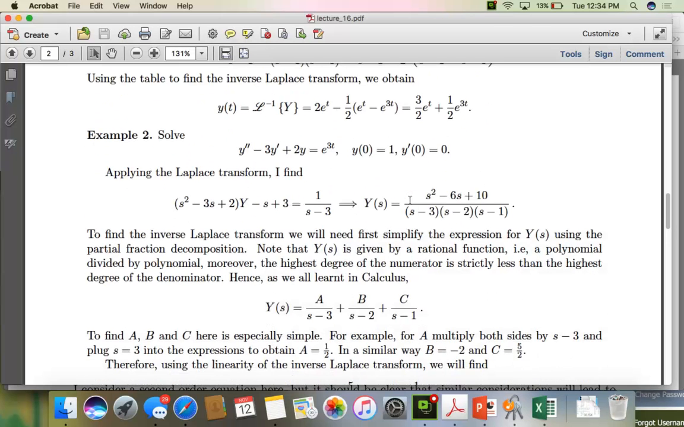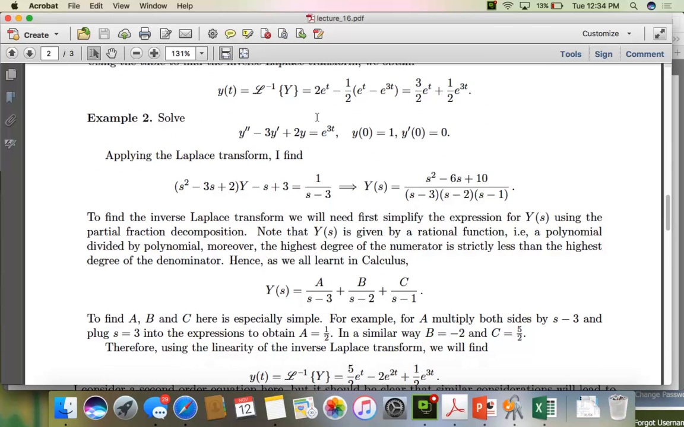All right, so let's look at another example. This is a second order differential equation, so we require 2 initial conditions. So y at 0 is 1, y prime at 0 is 0. We're going to take the Laplace transform here. So we're going to get s squared minus 3s plus 2 times Y.